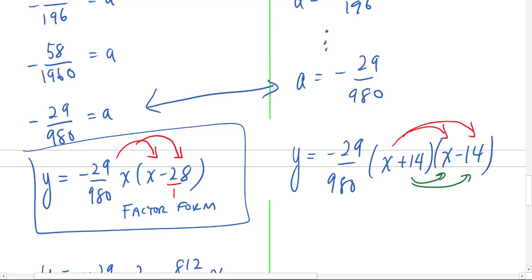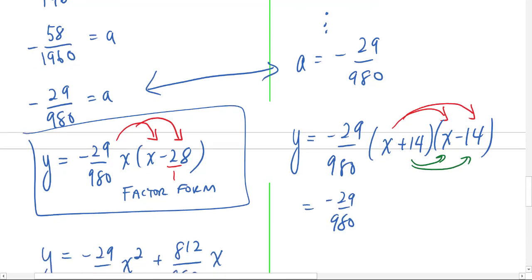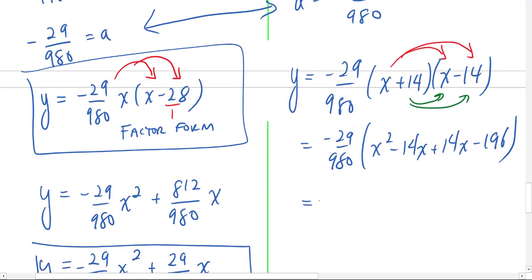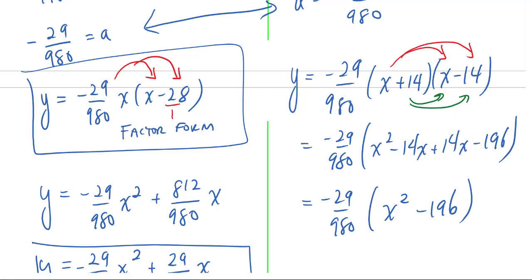So let's do that. So we get negative 29 over 980. Following the red arrows, I get x squared minus 14x. Green arrows, plus 14x minus 196. That equals negative 29 over 980 times x squared minus 196, since the 14x and the negative 14x will equal 0.